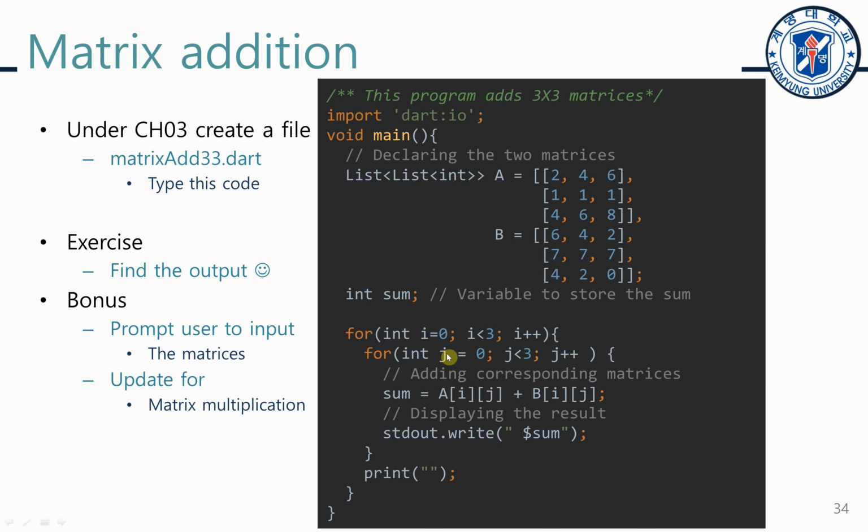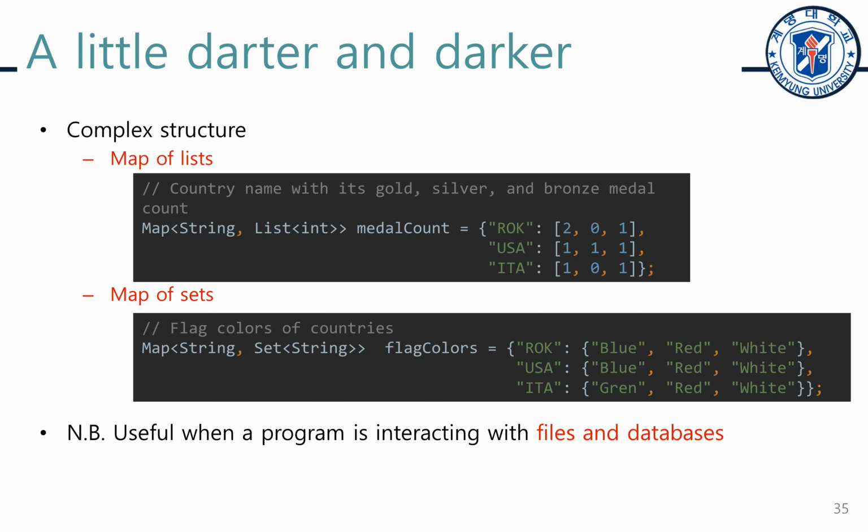Let's go a little bit deeper and a little bit deeper. So if you talk about complex structures, you can think of collections, or you can use collections in order to make a complex structure. So instead of using list of lists, you can actually use map of lists and map of sets in order to create such kind of complex structure.